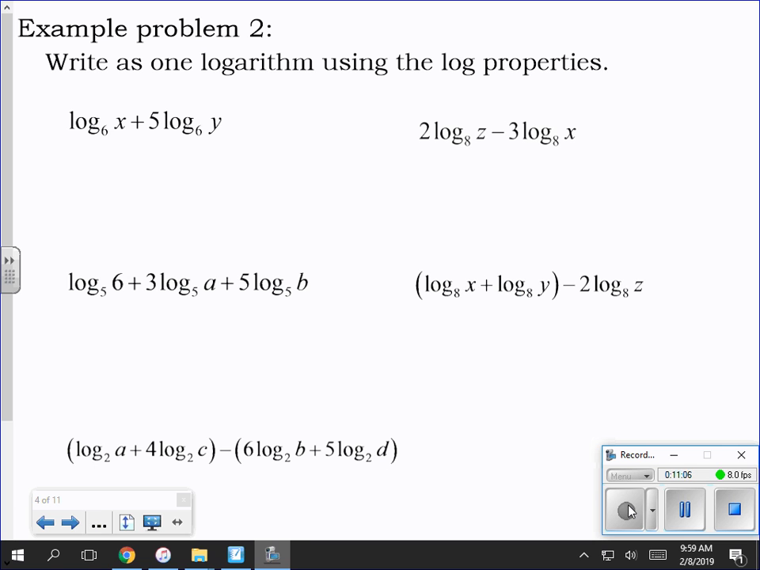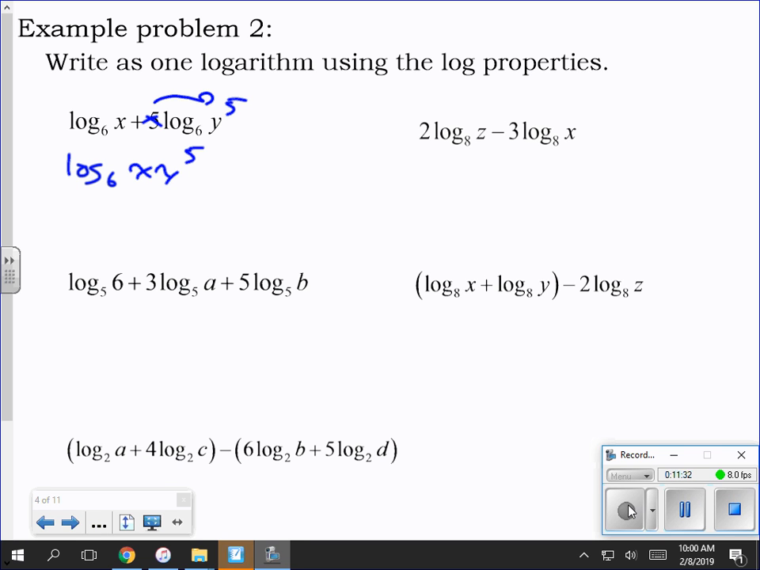Your first step is actually to move any numbers in front, make them exponents. So I have a 5 in front here. That means I have y to the 5th. Just bring that number up. Okay, that's your first step. And then anything that's an addition, you multiply. So this becomes log base 6 of xy to the 5th.